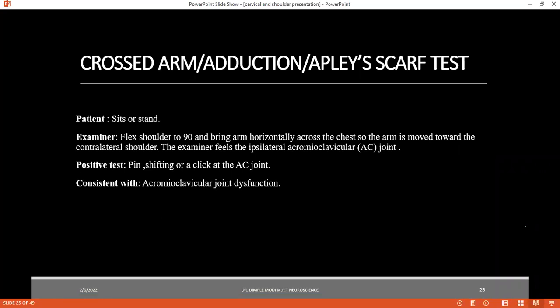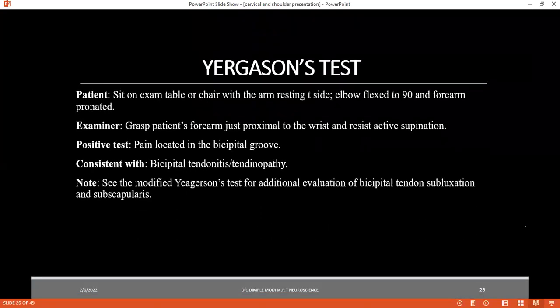If the therapist feels any pain or shifting or clicking sound while doing this movement, that means there is an acromioclavicular joint dysfunction. Yergason's test. In this, you ask the patient to sit on a chair, elbow flexed to 90°, forearm pronated, and grab the patient's forearm just proximal to the wrist, and you have to resist the supination movement. The hand is pronated and you ask the patient to supinate.